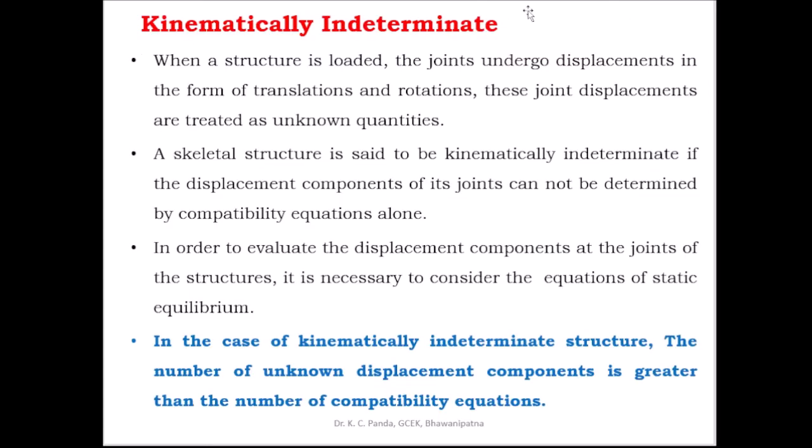First, what is a kinematically indeterminate structure? When a structure is loaded, the joints undergo displacements in the form of translations and rotations. These joint displacements are treated as unknown quantities. A skeletal structure is said to be kinematically indeterminate if the displacement components of its joints cannot be determined by compatibility equations alone.